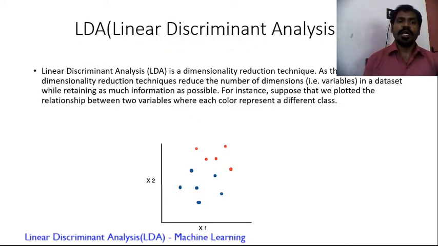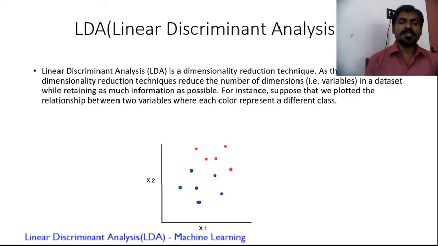Now moving on to LDA. LDA is also a dimensionality reduction technique. As the name implies, dimensionality reduction techniques reduce the number of dimensions. If we have 3 cross 3, I will be getting 3 components, and maybe I will be represented in 2 dimensions. If I have 2D, then I may be represented in 1 dimension. That is, I am mapping into lower dimension space.